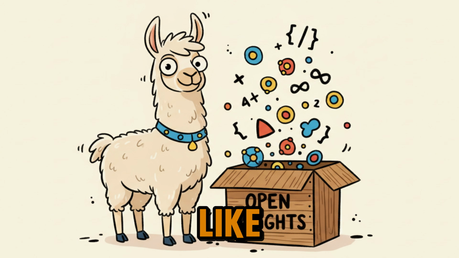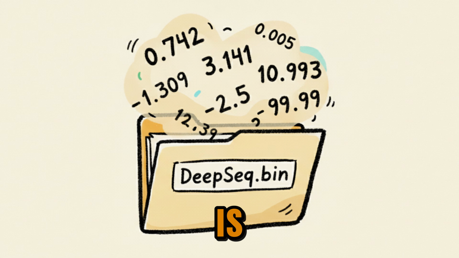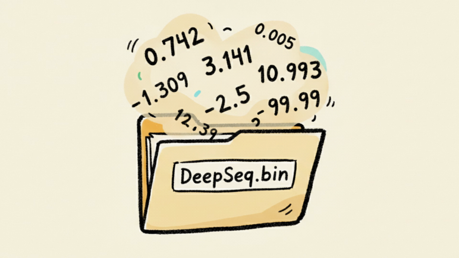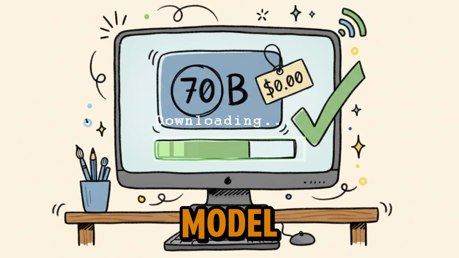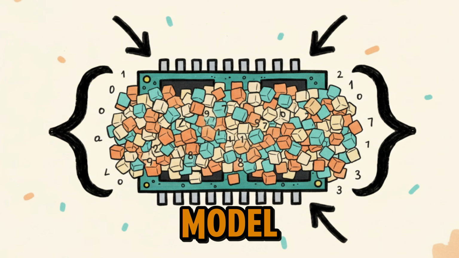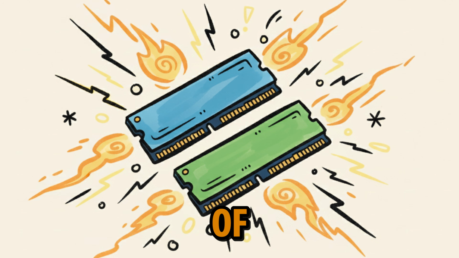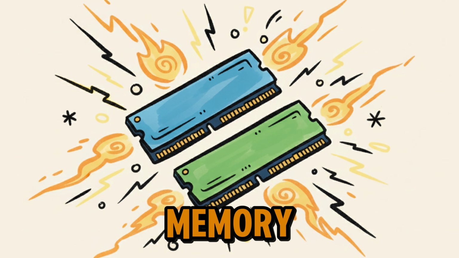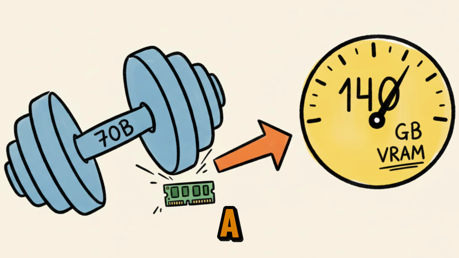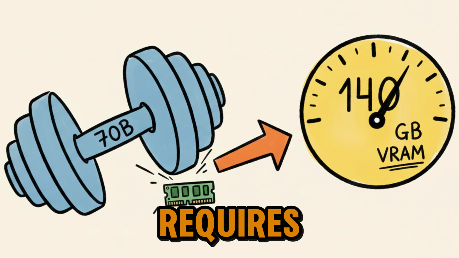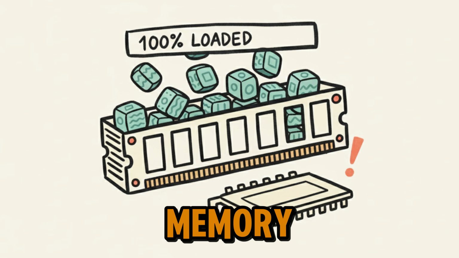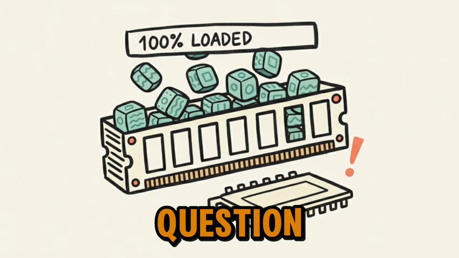An open weight model like Meta's Llama or DeepSeek is simply a massive collection of floating point numbers stored in a file. Downloading a 70 billion parameter model costs nothing beyond your internet bill. But executing that model requires holding every single one of those parameters in blazing fast memory simultaneously. In standard 16-bit precision, a 70 billion parameter model requires 140 gigabytes of video RAM just to load into memory before you ask it a single question.